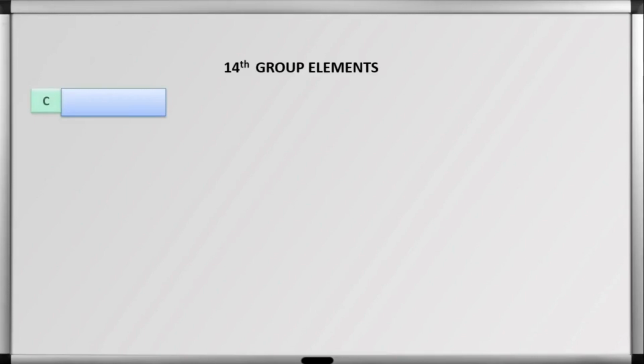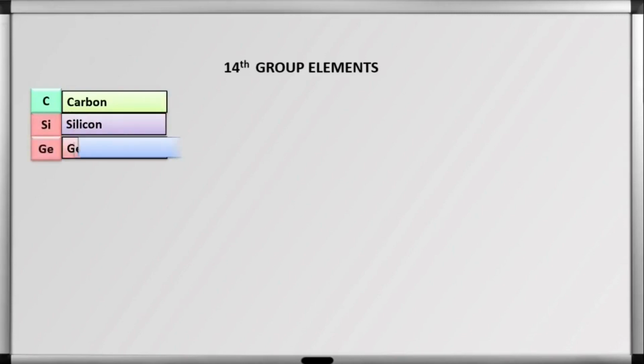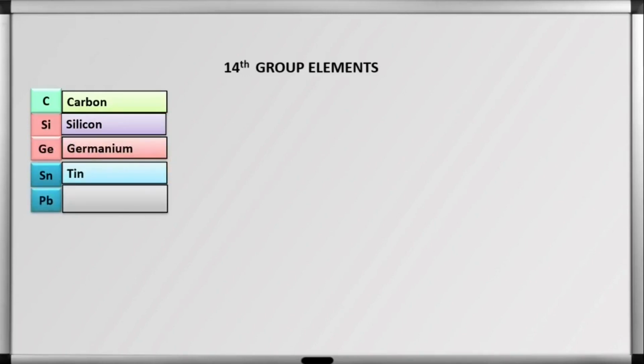See here, the first member of group 14 is carbon, then silicon, then germanium, tin. The chemical symbol of tin is Sn. Next one, lead. The chemical symbol of lead is Pb. So these are the group 14 elements: carbon, silicon, germanium, tin and lead.